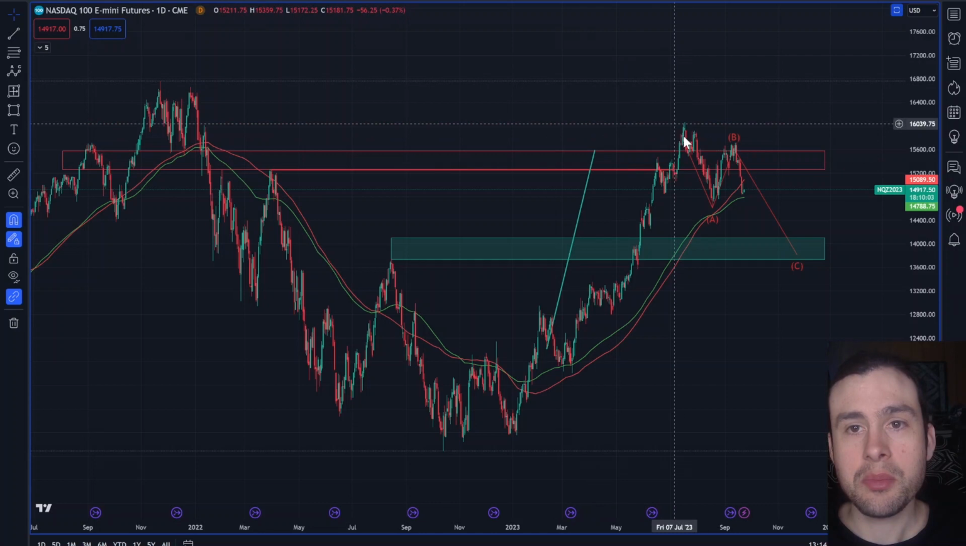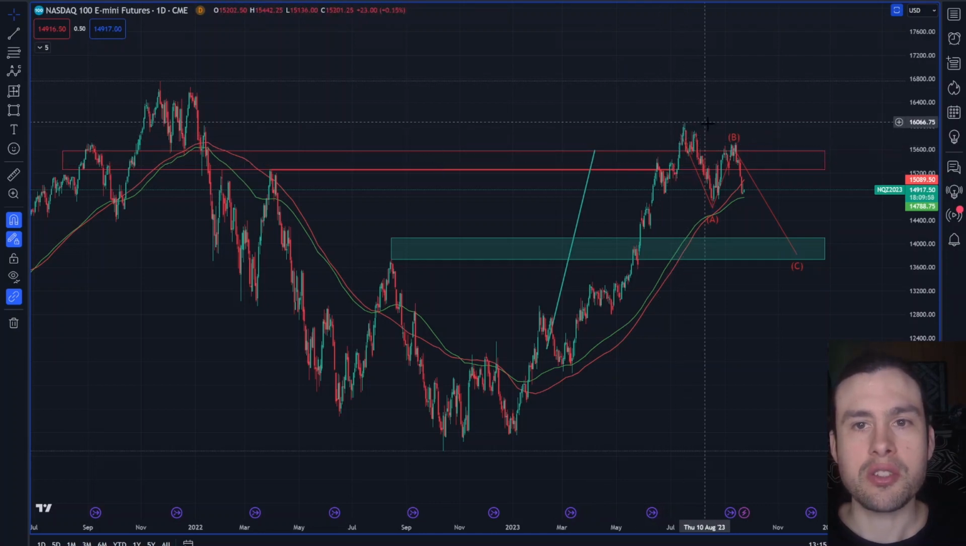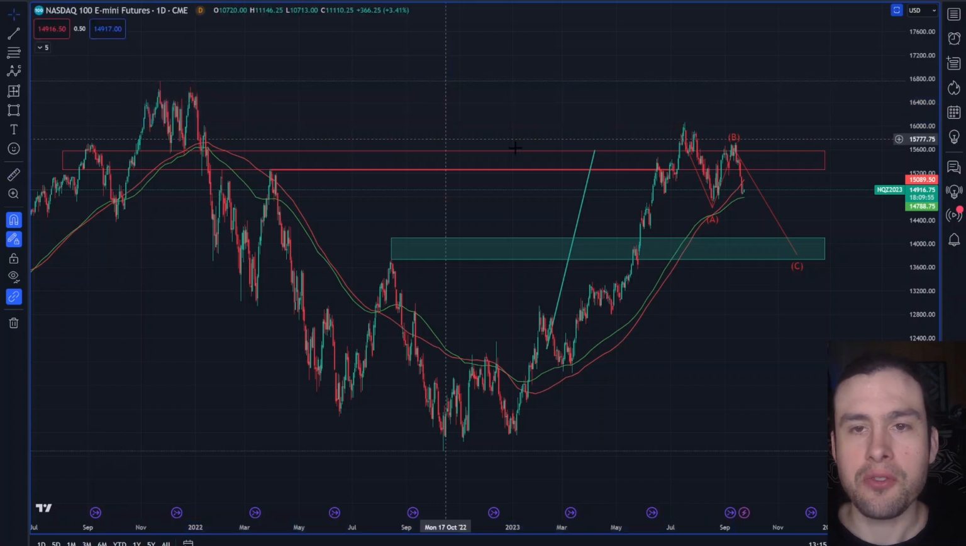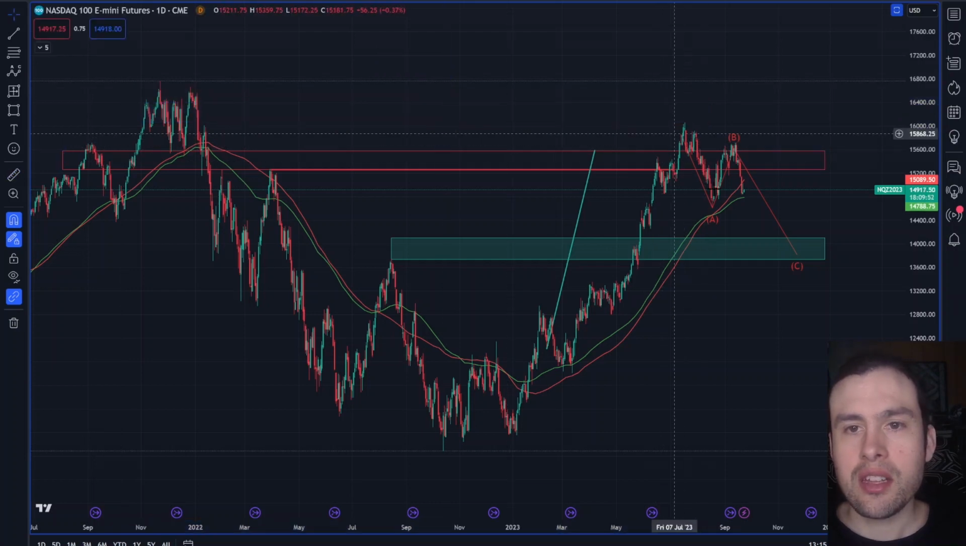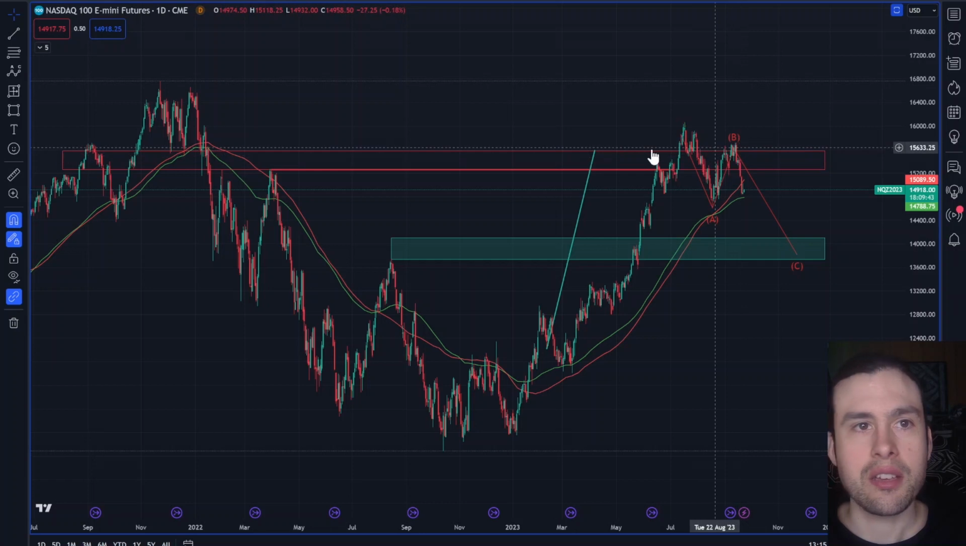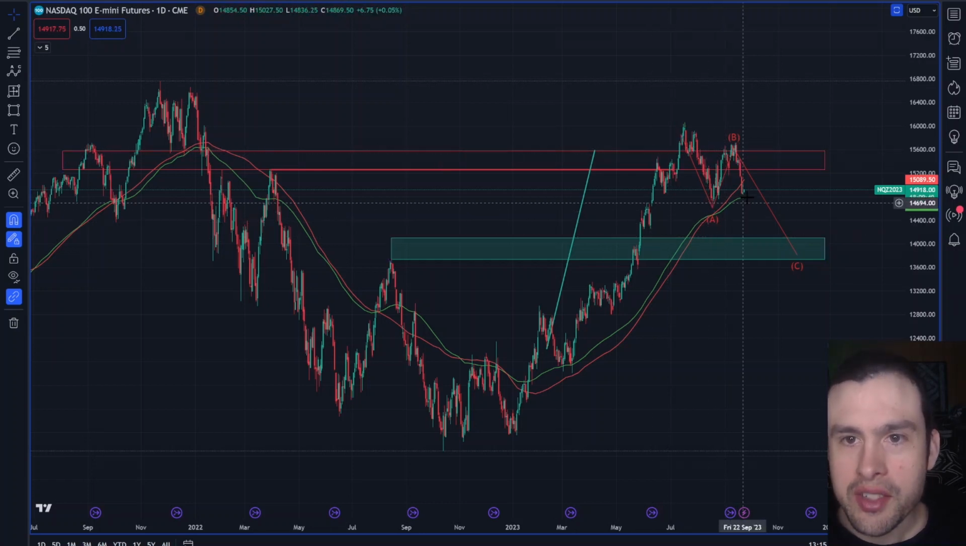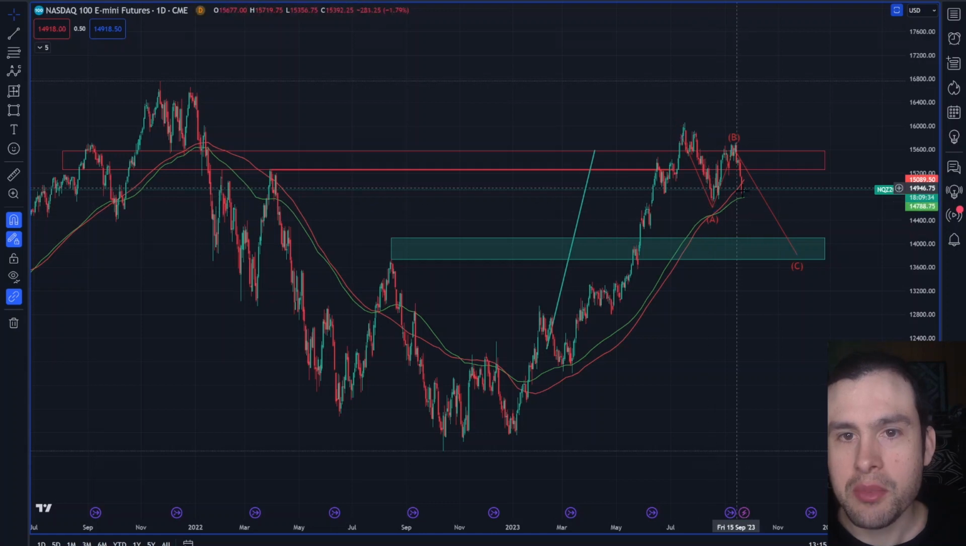But anyway, I did say there's a good chance we'd get rejected in this zone. We actually pushed a little bit above it just to fake people into being overly bullish, got really close to the all-time high, around 4% from it, and then we started the corrective move down. So we have a lower high here, and another lower high here. This is on the daily chart. We didn't quite touch the support band there, but we've actually come into it now.